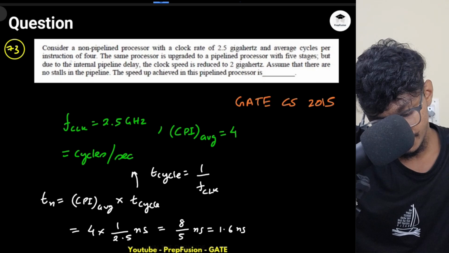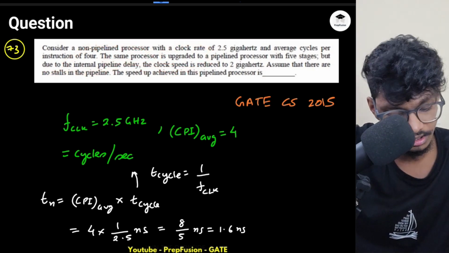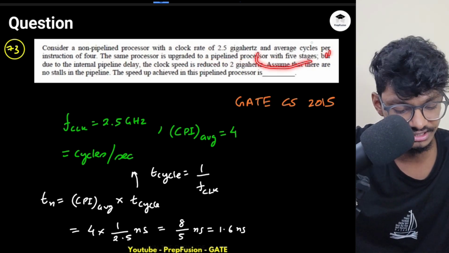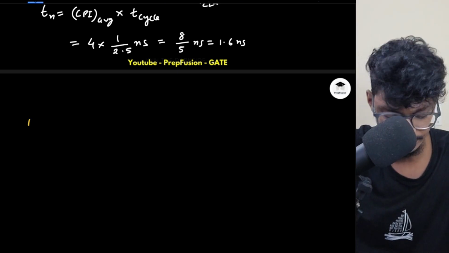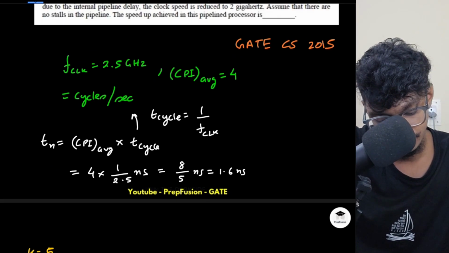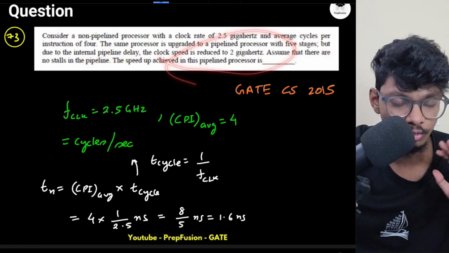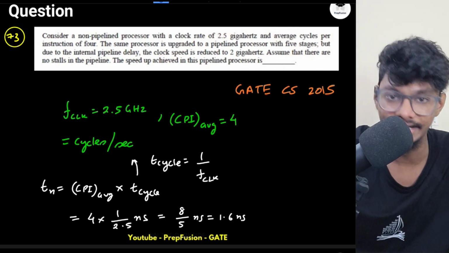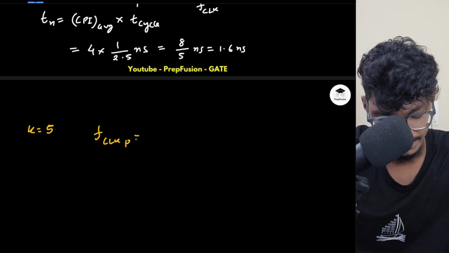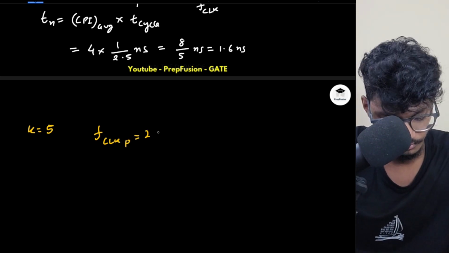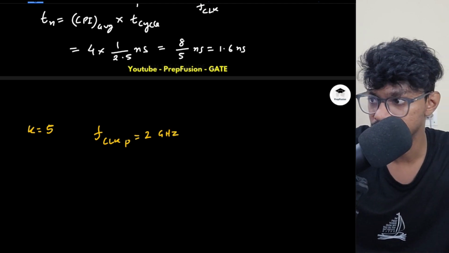Next, the same processor is upgraded. Now it is upgraded to a pipeline processor with 5 stages. So I have upgraded this non-pipeline processor to a pipeline processor with 5 stages, so my K will be 5 simply. Next, what are they telling me? They're telling me, but due to internal pipeline delay, the clock speed is reduced to 2 gigahertz. So for some reason, due to registers or anything, the clock speed F clock of the pipeline has now reduced to 2 gigahertz.